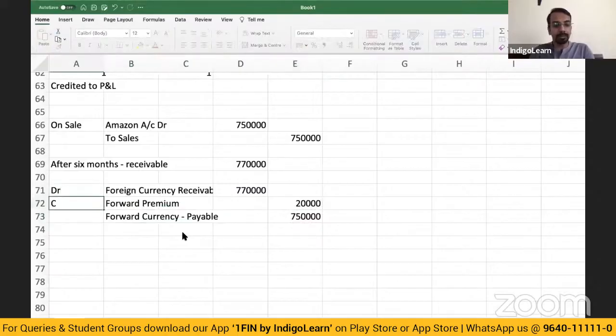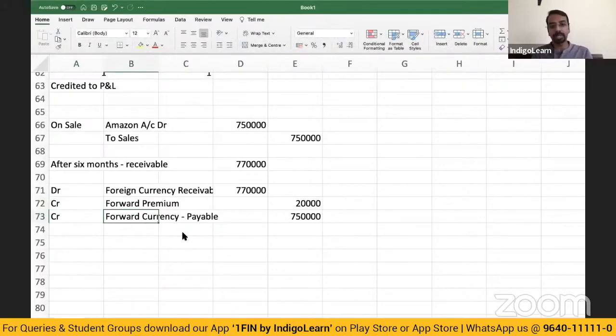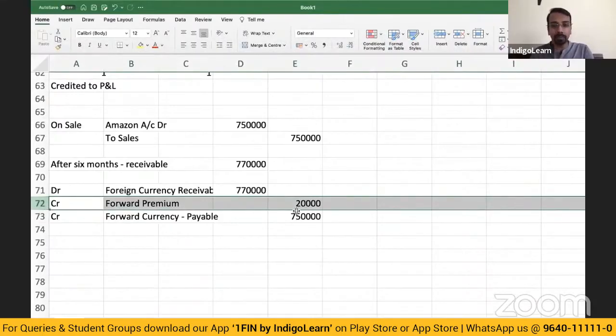So debit, credit, credit. Now you may keep different nomenclatures when you're passing these entries. These entries will not be tested in the examination. I'm just showing you how these entries are passed. Now this forward premium of 20,000 will be transferred to the P&L over a period of 6 months.